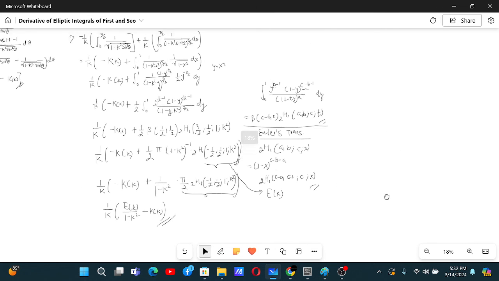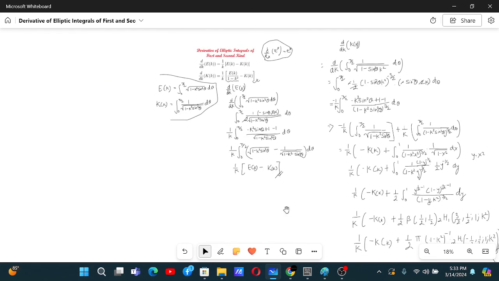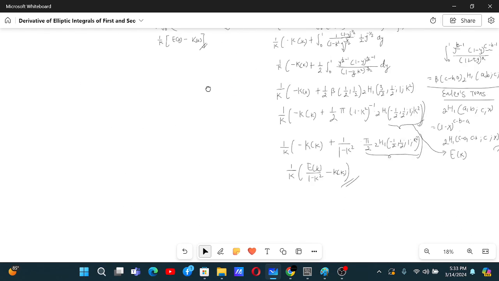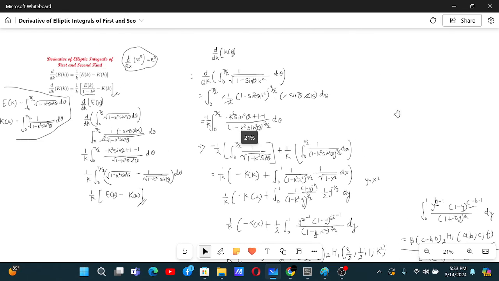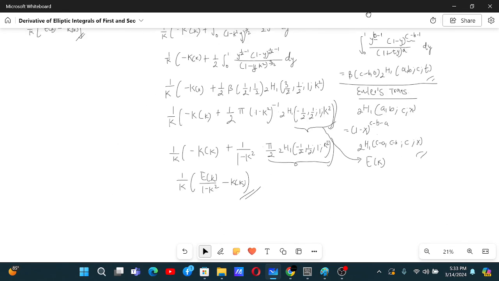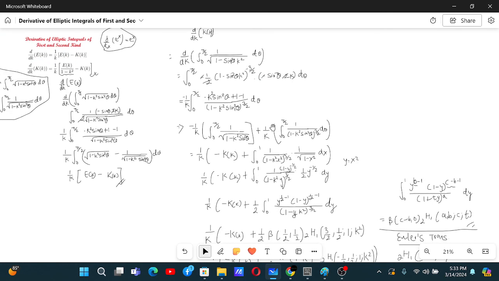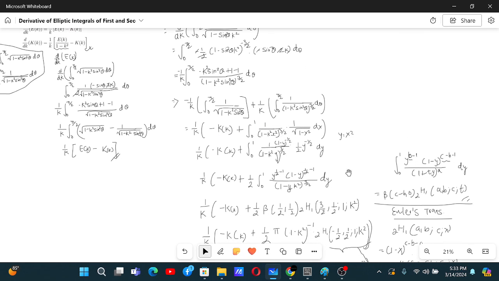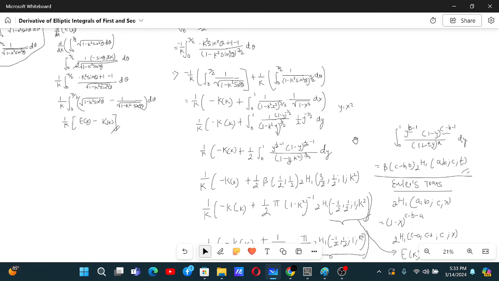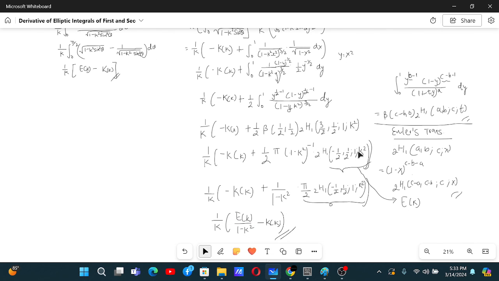Let's check. 1 by k, E of k by 1 minus k square minus K of k. Yeah, that was the answer. To talk about the flow, we first differentiated, and this was simple. This was just k minus K of k. Over here we transformed to the hypergeometric series first, and then used Euler's transformation, and this was a familiar one, so it was actually a kind of accident. Just surprisingly we got that.